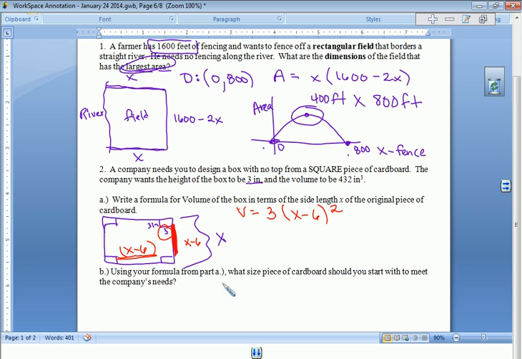Okay, so part B says, using this formula, what size of cardboard should you start with if you are trying to meet the company's needs? Well, the company needs the volume to be 432 cubic centimeters. So what do we plug in for volume? 432 cubic centimeters. Why would the 3 be outside? What's that doing? I could have written it like this. This is my height, this is my length, and my width. I'm multiplying those 3 dimensions.